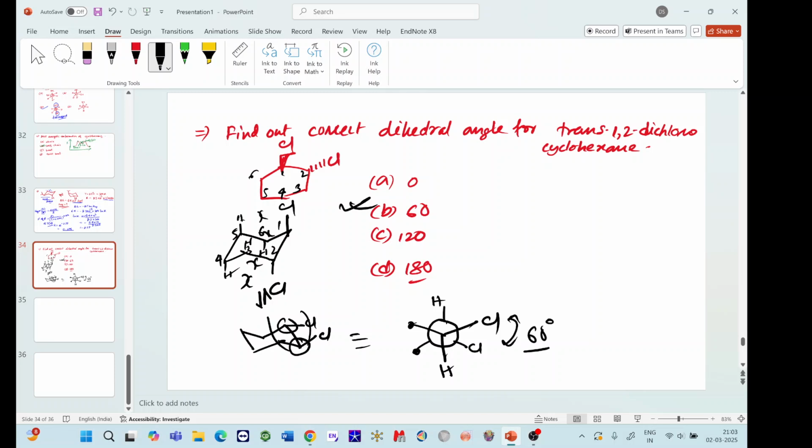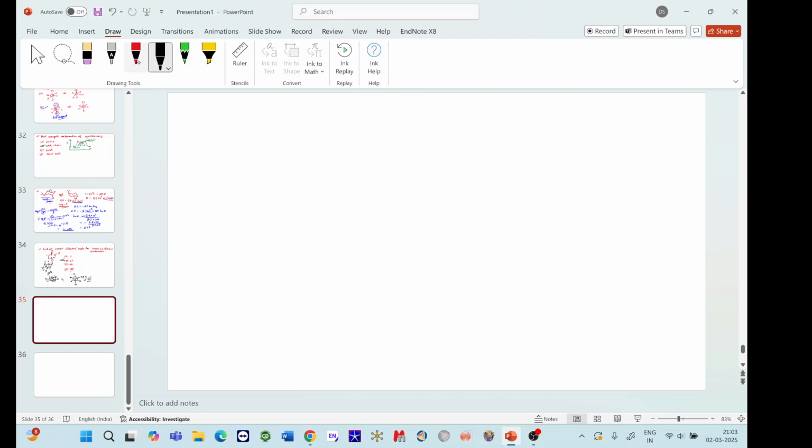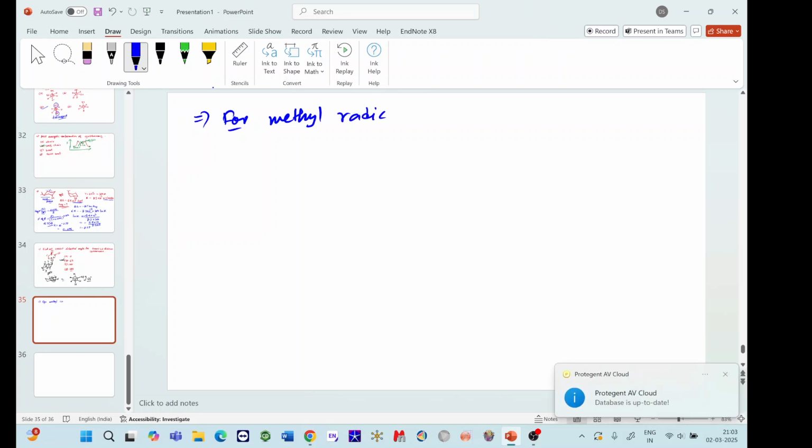Okay, so I think I have covered all of the topics for the second week. If you have any doubts, you can let me know. We can discuss it next week. And one more thing I missed. Last week, in the last part, there was a confusion, right? For the methyl radical, the steric number. This was a confusion from the last class, right?